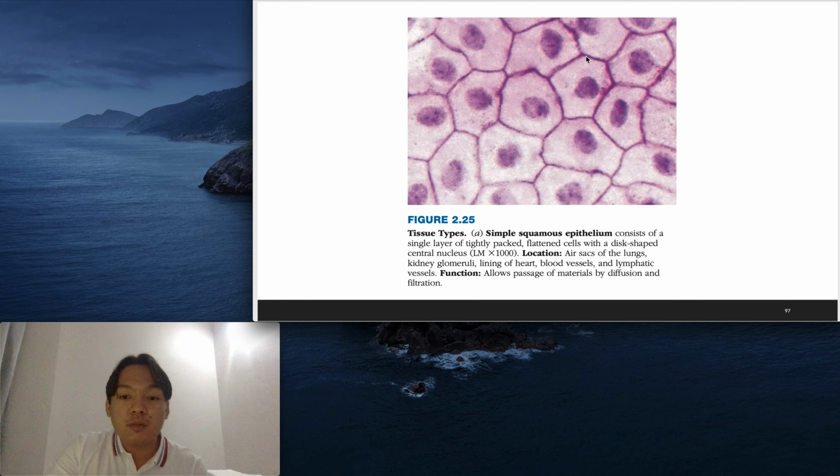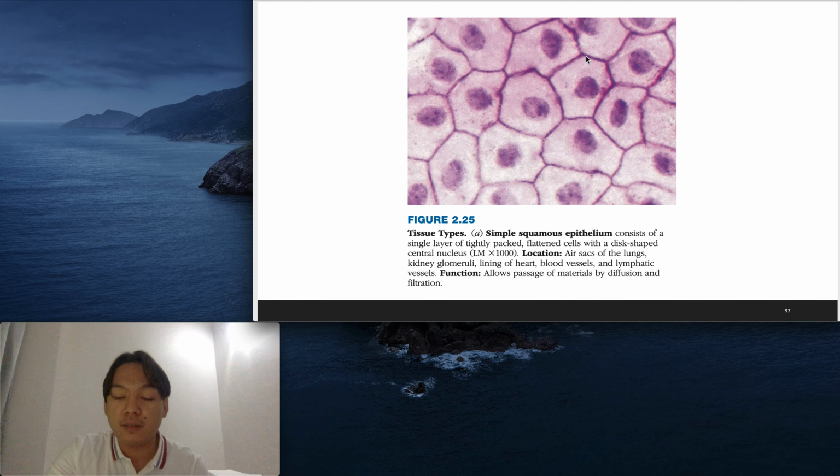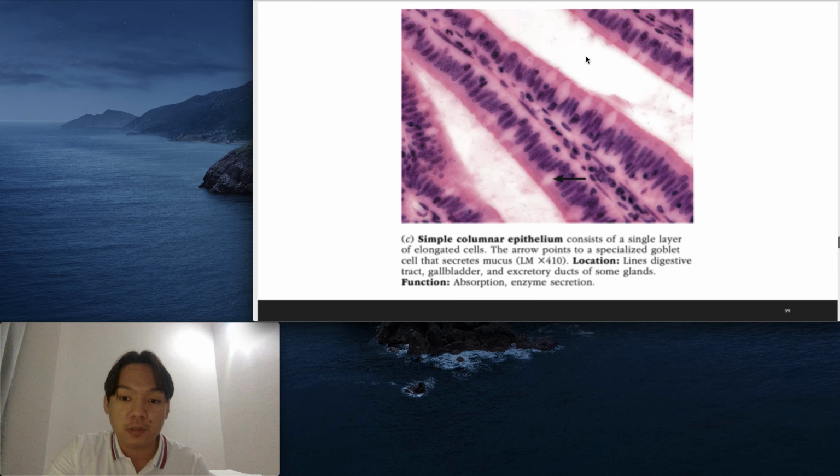The tissue type of this one is a simple squamous epithelium. They are found in the air sacs of your lungs and kidney glomeruli. So what are the functions of this? They allow the passage of materials by diffusion and filtration. They are simple and flattened. This simple cuboidal epithelium is tightly packed, with cube-shaped cells. They are found in your kidney tubules, small glands, and the surface of the ovary. Most of their functions are secretion and absorption.